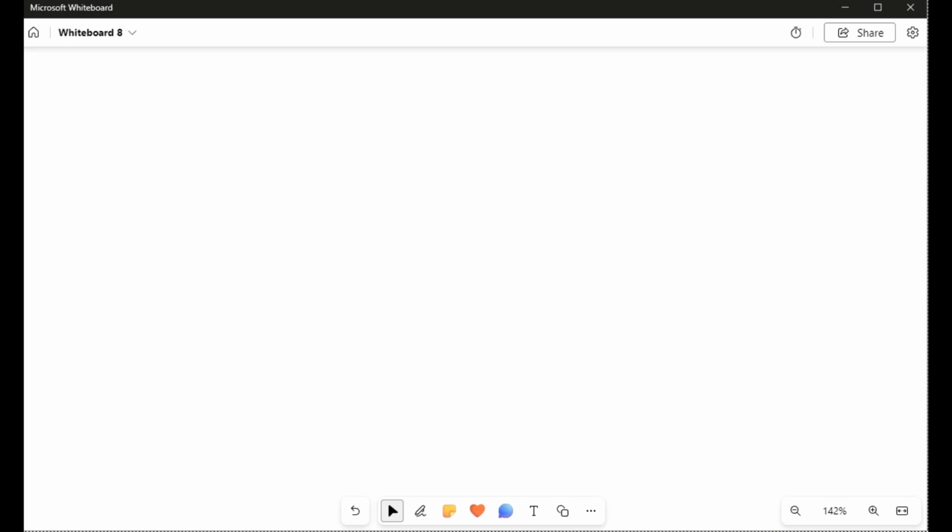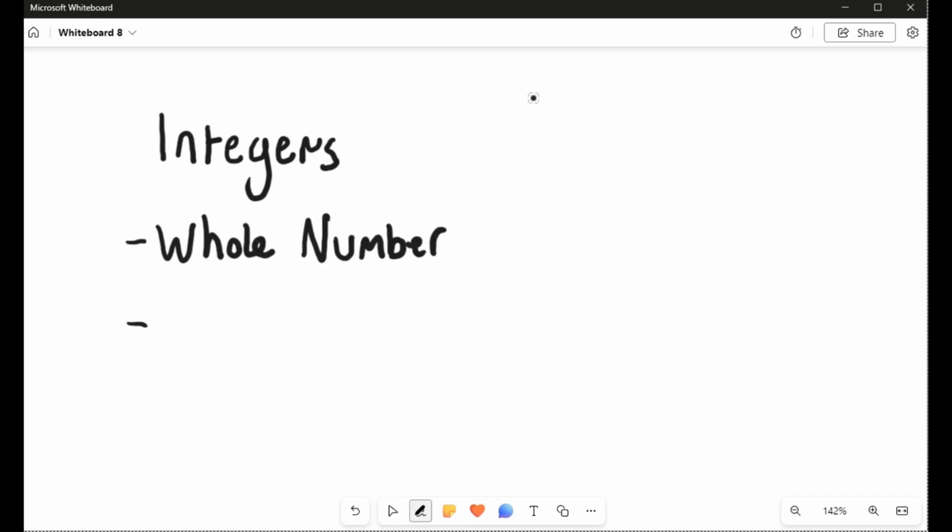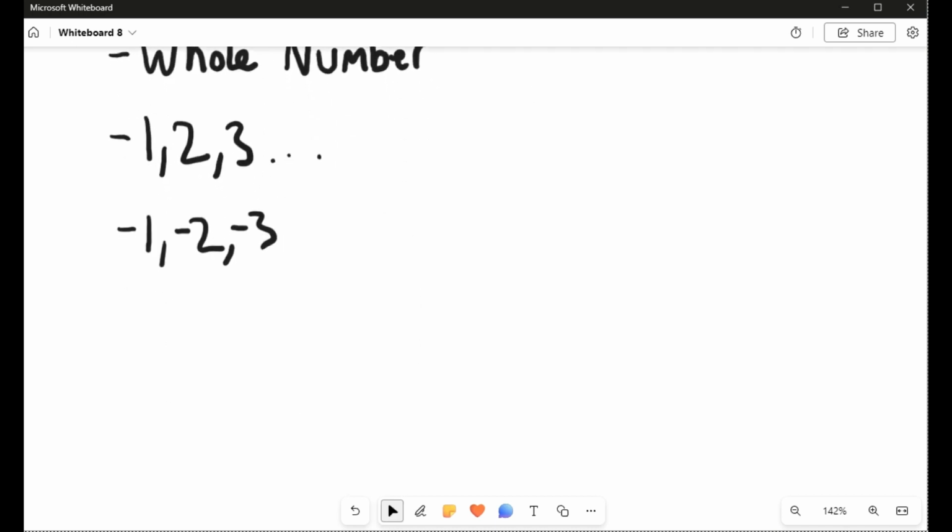So first off, we're going to take a look at what integers are. Integers are whole numbers, such as 1, 2, 3, and so on. This also includes any negative whole numbers, such as -1, -2, -3, and so on. The final number that's included in our integers is the number 0.